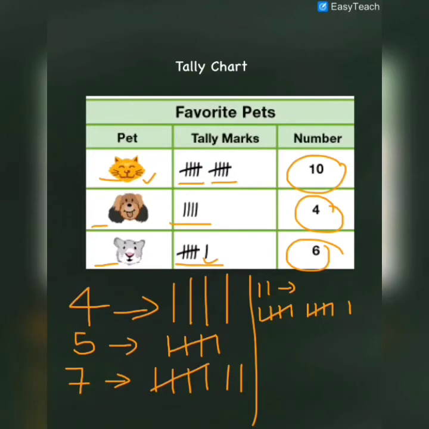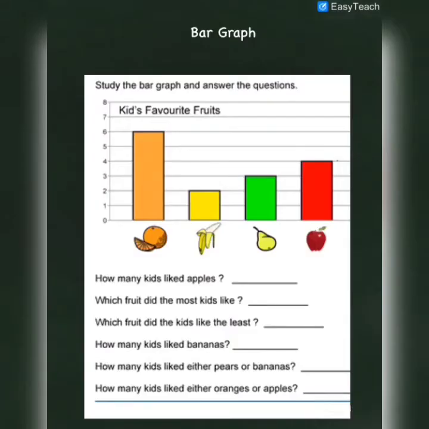Now we'll study bar graphs. So every bar graph consists of 4 things. First is title. This is the title. The title tells what the bar graph is all about. Second is the side and the bottom, which tells us how much or what it is equal to. Like on the bottom you can see it is given the quantity of bananas and oranges, pears and apples. Similarly, in the side you can see the numbers.